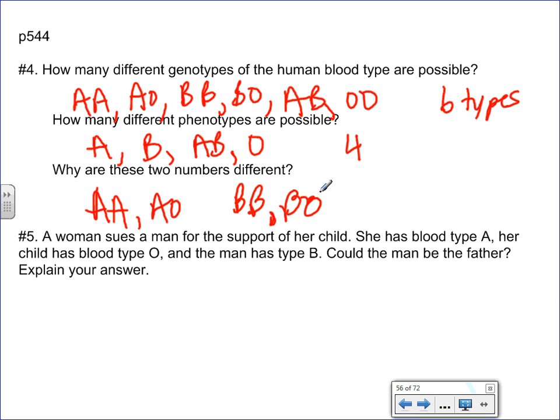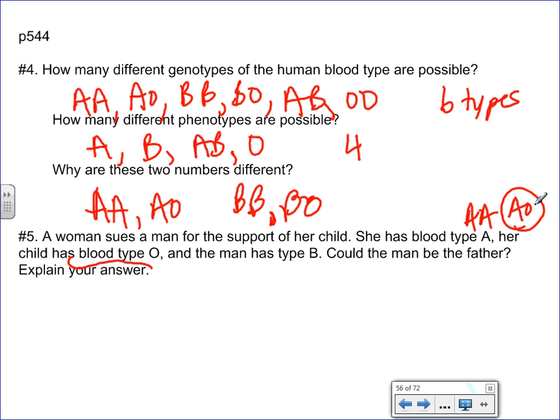Number 5. A woman sues a man for the support of her child. She has blood type A, so she could be AA or AO. Her child has blood type O. And the man has type B. Could the man be the father? Explain your answer. Her child has blood type O, so for her child to have blood type O, she must be AO.